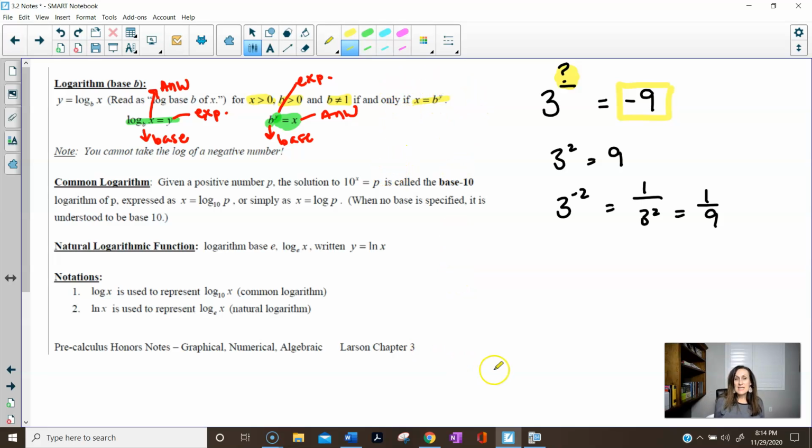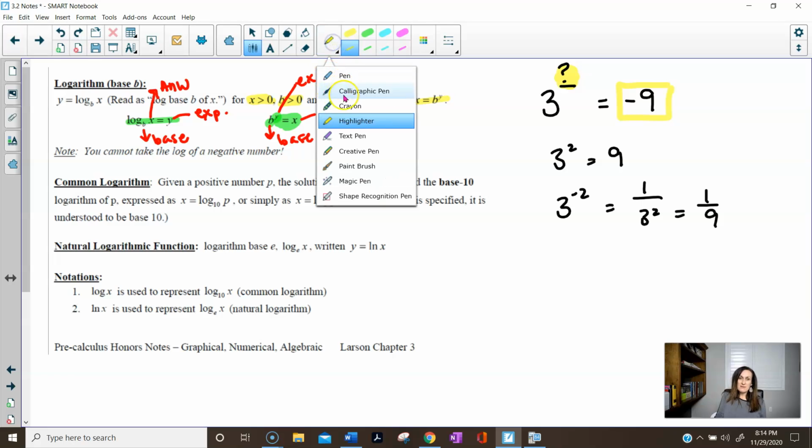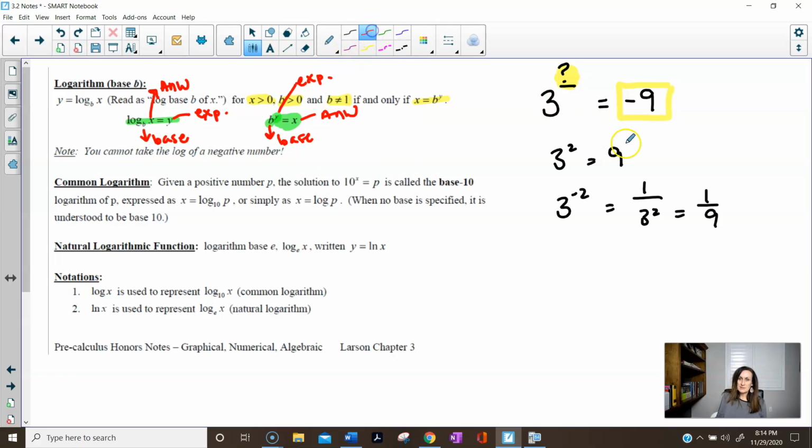Note, you cannot take the log of a negative number, and that's what I showed you over here. If I were to write the log, base 3, of a negative number, my answer would be can't do it. There's nothing I can find to go in that question mark. You can't take the log of a negative number.